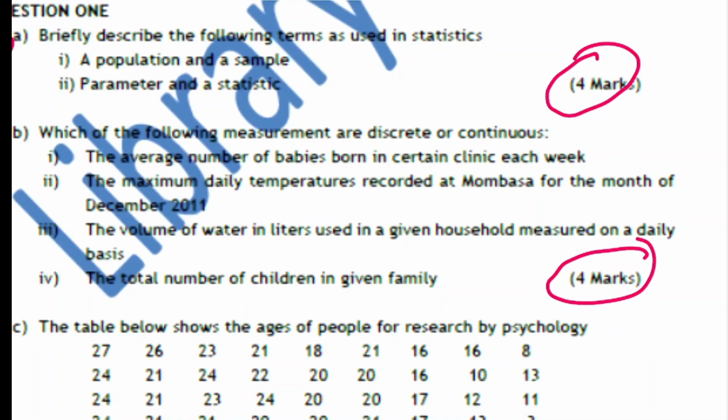Three, the volume of water in liters used in a given household measured on a daily basis. Open to the floor. Continuous. Okay. The total number of children in a given family. Discrete. That is straightforward.